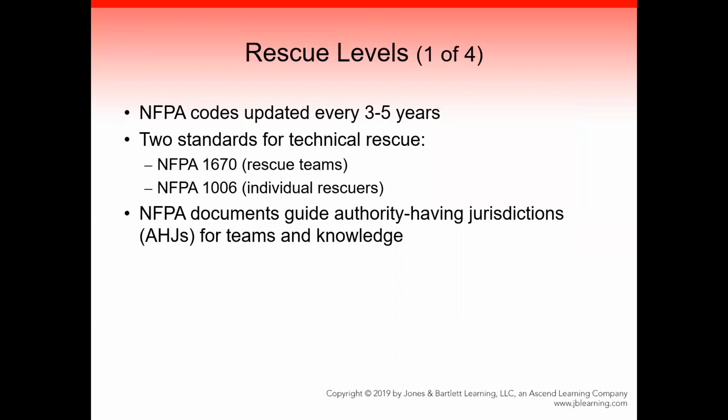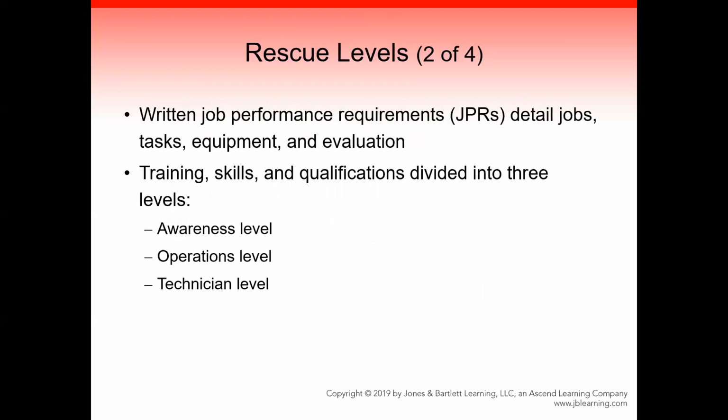Now, how we get these disciplines is through NFPA, whose codes are updated every 3 to 5 years. The two big standards that we're concerned about in technical rescue are 1670, which governs our teams, and 1006, which covers the individual rescuer. From these NFPA documents is where we get our authority having jurisdiction and our knowledge and our training for our teams. Our JPRs detail the jobs, the tasks, equipment, and evaluations. As you know, for any fire college class that you take, you're required to do JPRs at the end of the class. Those are dictated by 1006 and 1670.